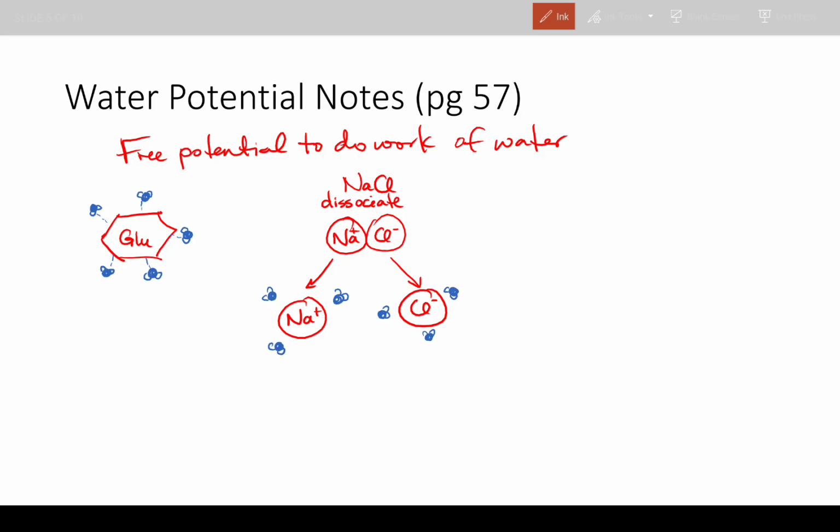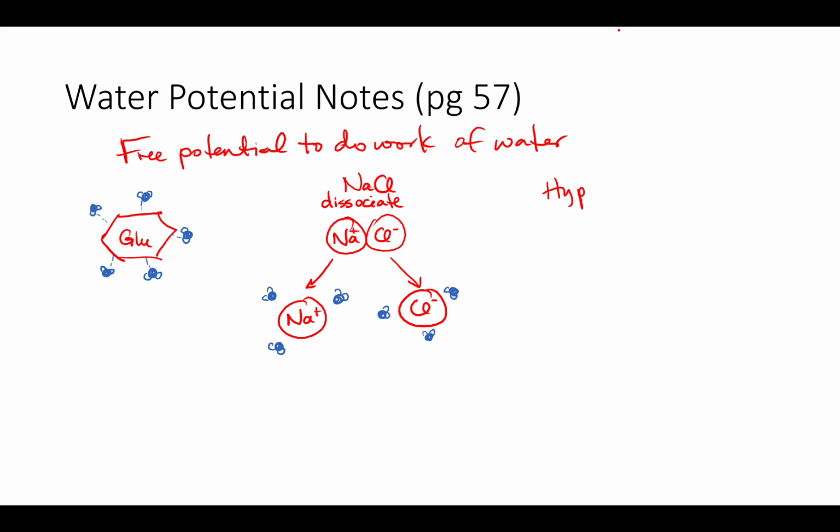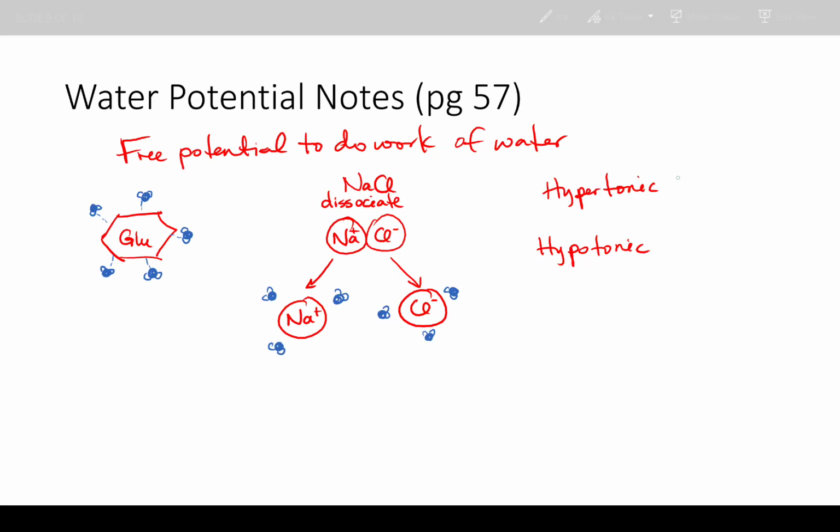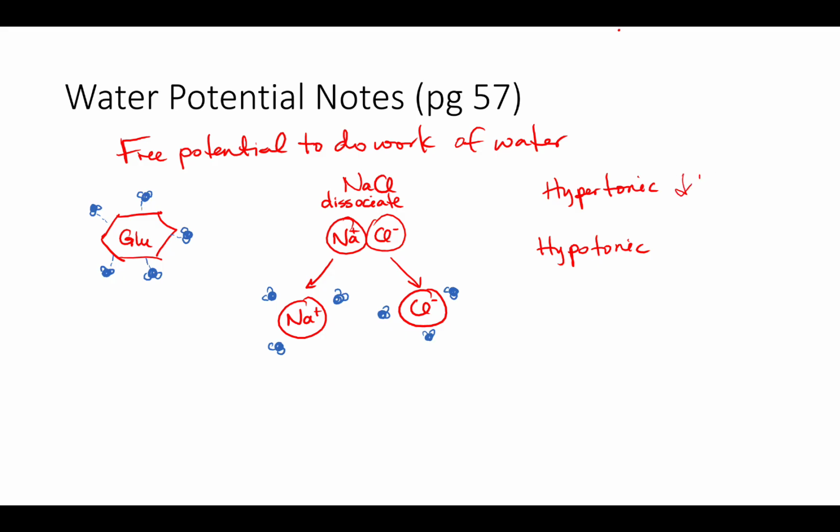So let's talk about how this relates to the solutions we've been talking about, hypotonic and hypertonic solutions. When you have more solute added to something, that is going to be a hypertonic solution. When you have less solute added, remember that is a hypotonic solution. Now remember, when you add more solute to a solution, that's going to tie up more of the water molecules and that's going to lower the water potential. So my bad. For a hypertonic solution, you have a lower water potential.